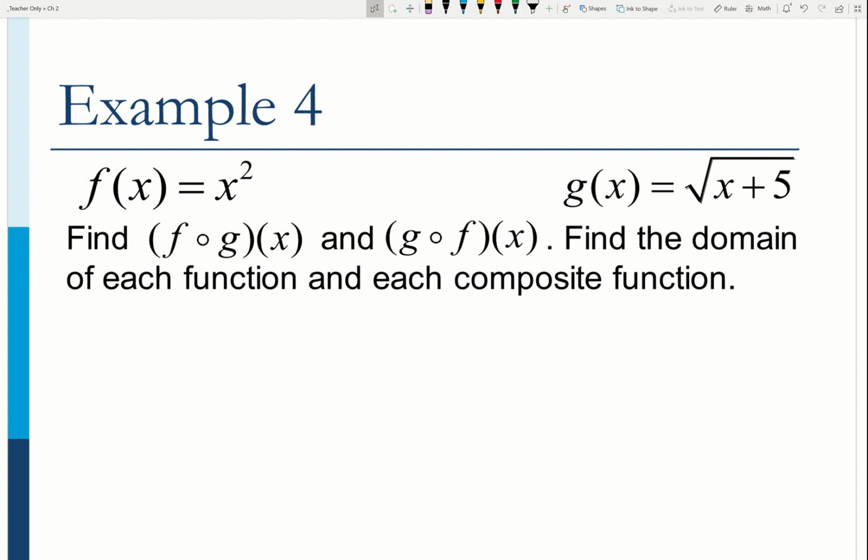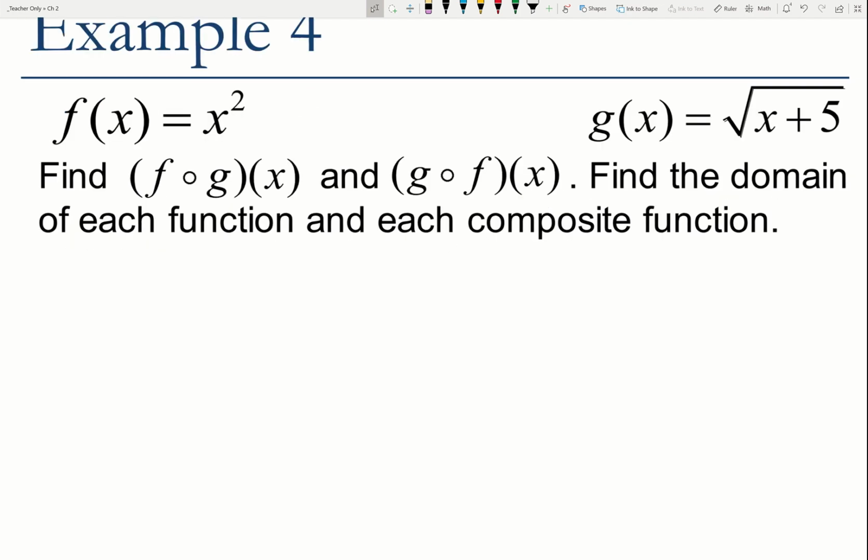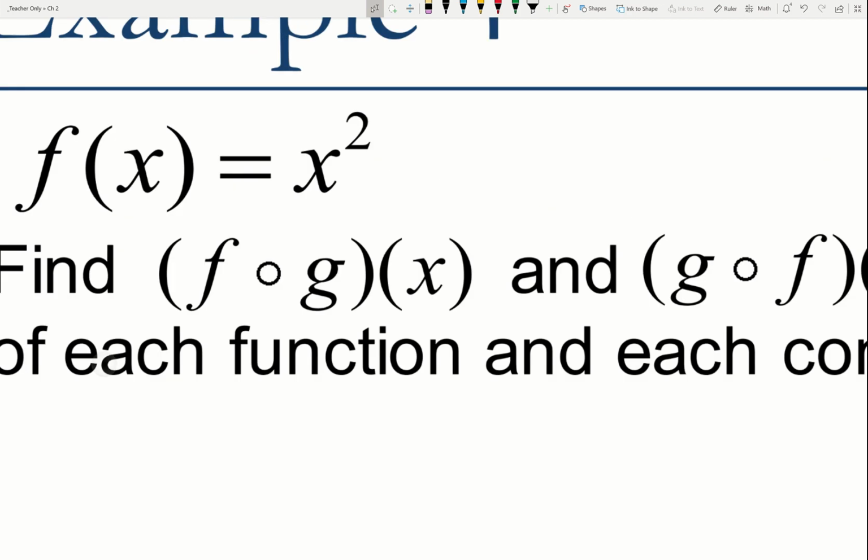Example 4, we have 2 different function machines, f and g. We want to find the 2 reverse directions of the composition. We want to find f of g, and then we want to find g of f. And then after that, we want to find the domain of each function and then each composite function. I'd actually like to start here by finding the domain of these 2 functions. So if I take a look at my f machine, that's simply x squared.